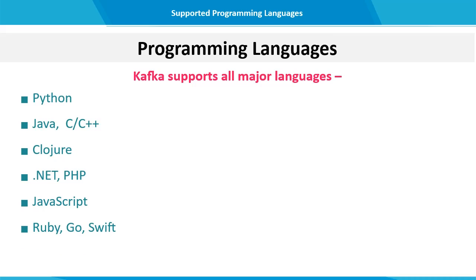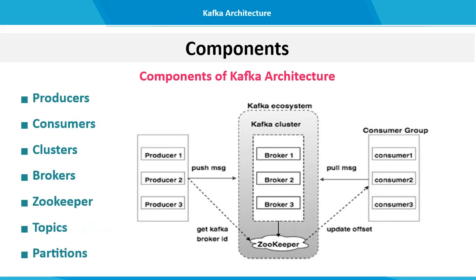Kafka supports all major languages such as Python, Java, C, C++, Clojure, .NET, PHP, Ruby, JavaScript, Go, Swift, and many more. Kafka is among the top 5 most active projects of Apache Software Foundation. Now come to the Kafka architecture. Kafka consists of several components such as producer, consumer, clusters, brokers, zookeepers, topics, and partitions.